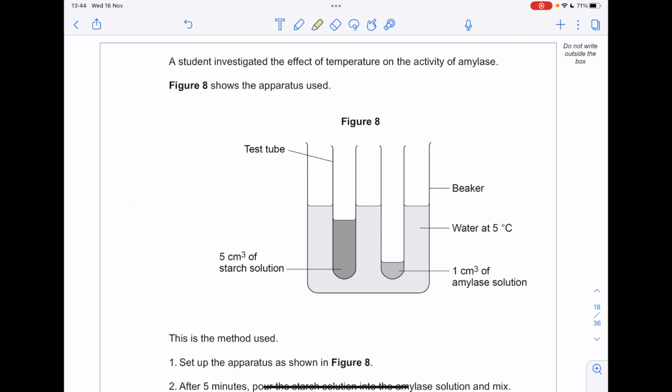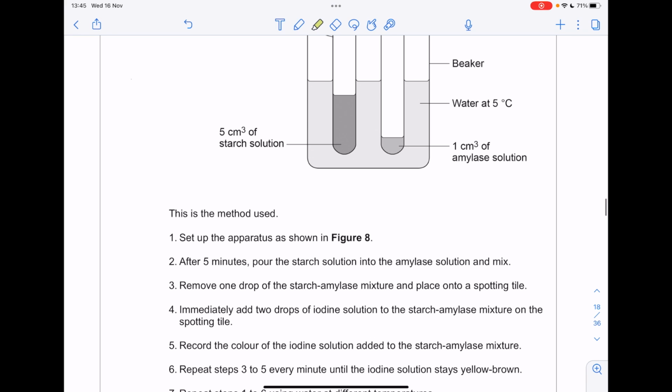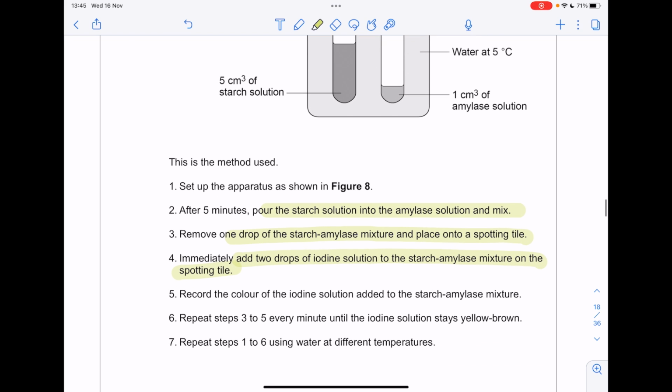A student investigated the effect of temperature on the activity of amylase. So that is our independent variable, what we're changing. Figure 8 shows the apparatus used. This is the method used. Set up the apparatus as shown in Figure 8. After 5 minutes, pour the starch solution into the amylase solution and mix. Remove 1 drop of the starch amylase mixture and place on a spotting tile. Add 2 drops of iodine to the mixture on the spotting tile. Record the colour. Repeat steps 3 to 5 every minute until the iodine solution stays yellow-brown. Repeat steps 1 to 6 using different temperatures.